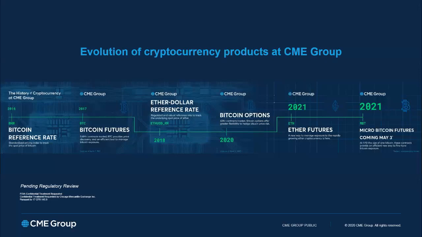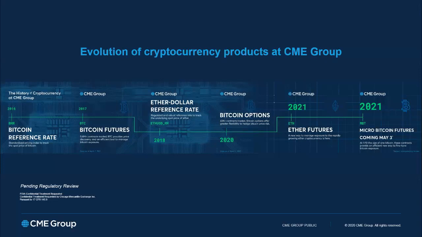All right, so let's talk about the evolution of cryptocurrency products at CME Group. So we began our foray into crypto back in 2016. And at that time, what we did was we created two different data sets. And we wanted to do this because we wanted to create transparency and provide some price normalization for Bitcoin.